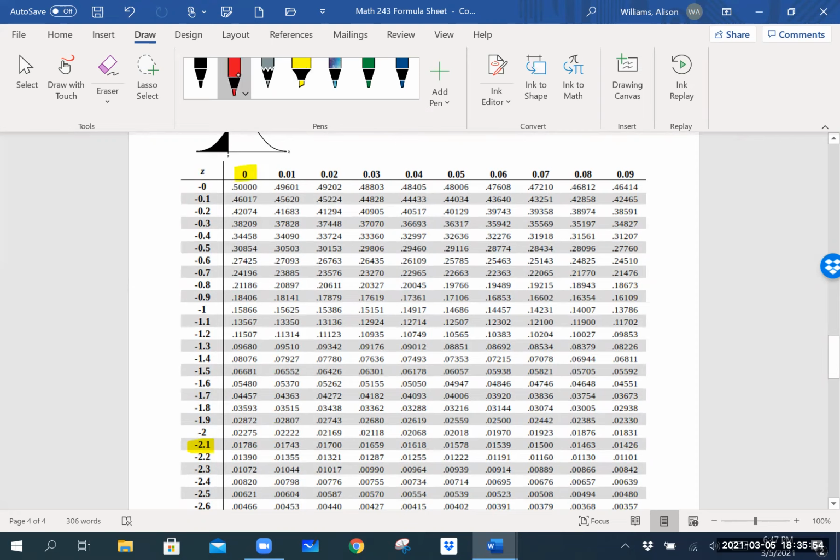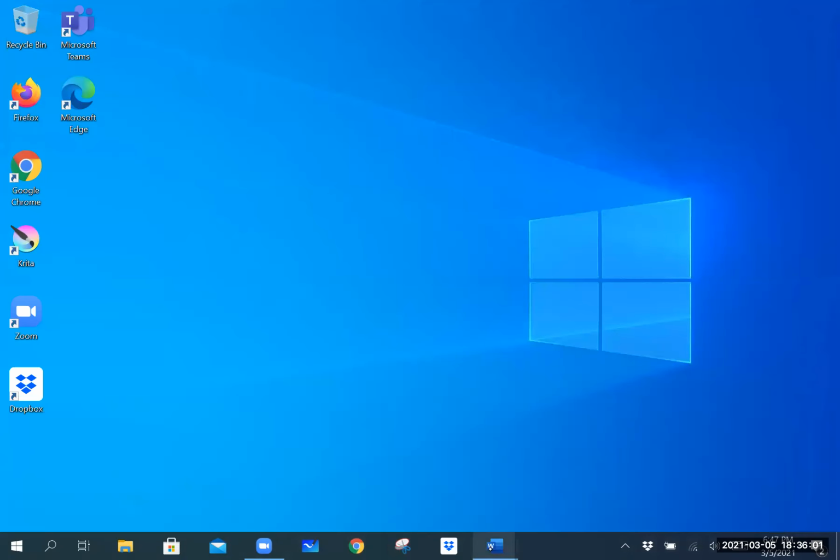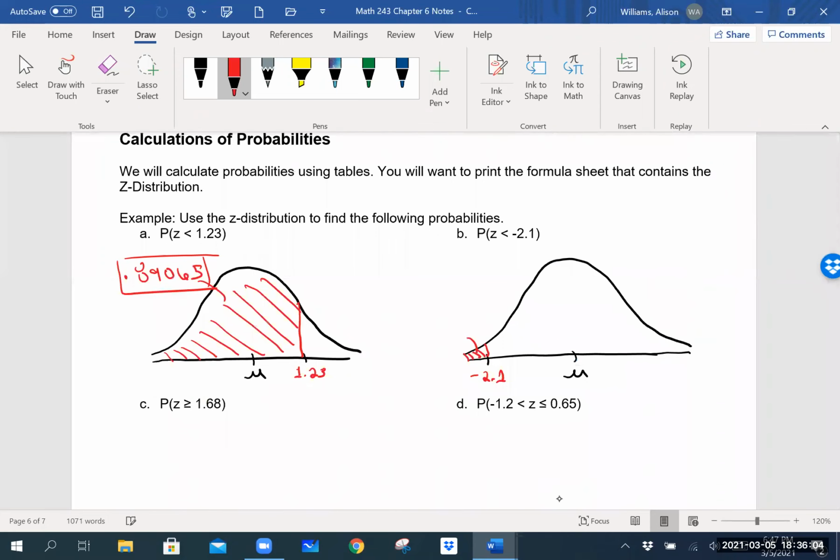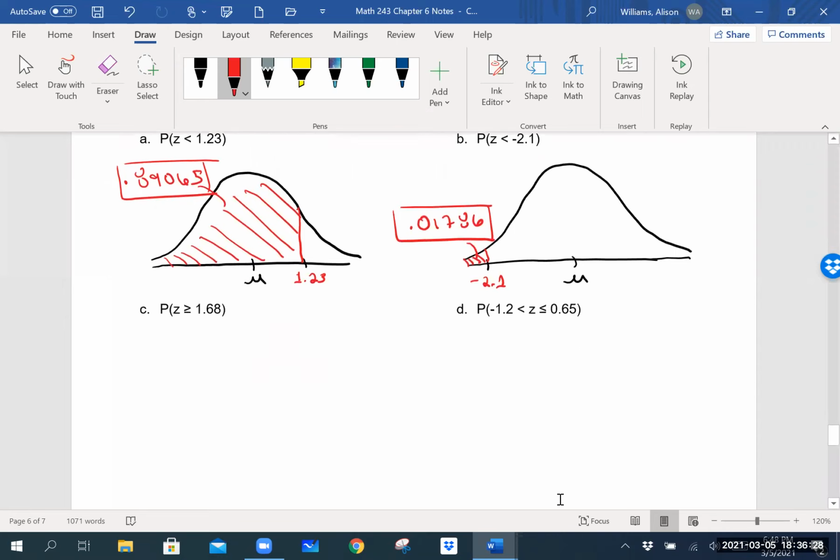So that is 0.01786. So what that represents is about a 1.8% chance that this event is going to happen, that we're going to get a data value that's a little over 2 standard deviations below the mean. It has a less than 2% chance of occurring. Okay, so let's try the other direction.